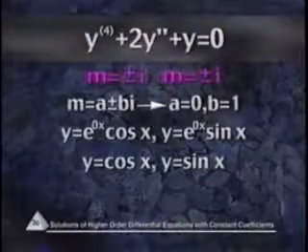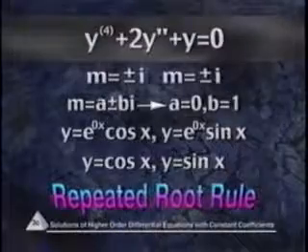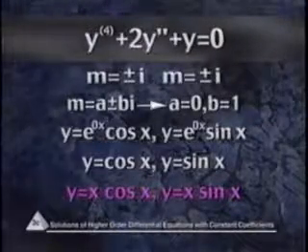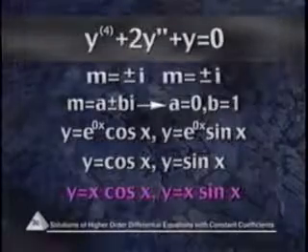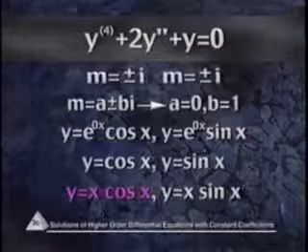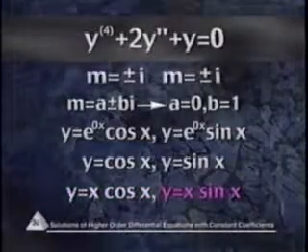Since the roots m equals plus or minus i are repeated, we need to go back to our repeated root rule, which says that we multiply the solutions related to repeated roots by x. Doing this, we get two other linearly independent solutions, y equals x times the cosine of x and y equals x times the sine of x.